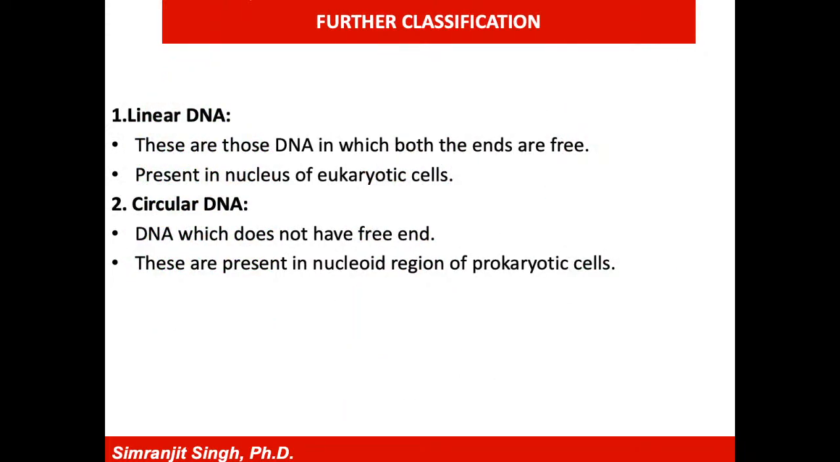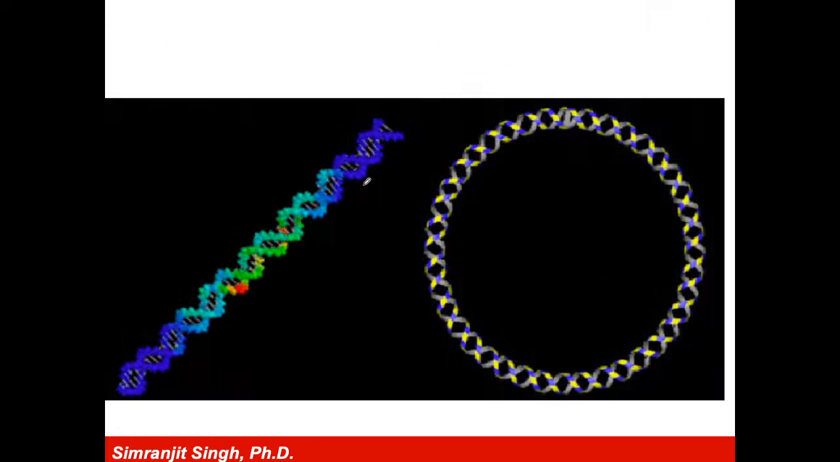Further classification according to eukaryotes and prokaryotes: these DNAs could be linear and circular. The linear DNA, the normal DNA, is present in eukaryotic cells, and both its ends are free. Whereas circular DNA is circular, so the ends are not free. This is mostly present in the nucleoid region of prokaryotic cells. So that's how eukaryotic DNA looks, and this is prokaryotic. I will not go into so much detail about them.